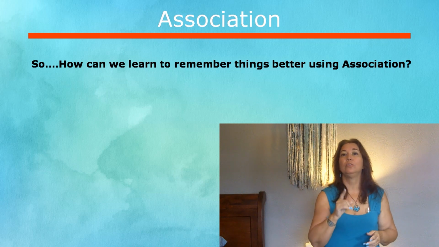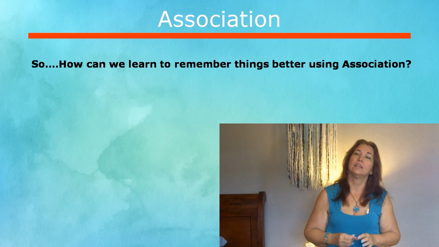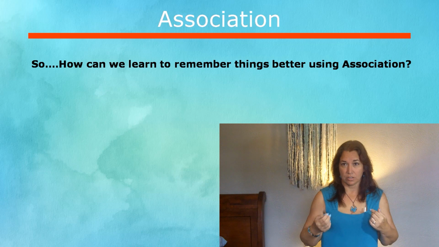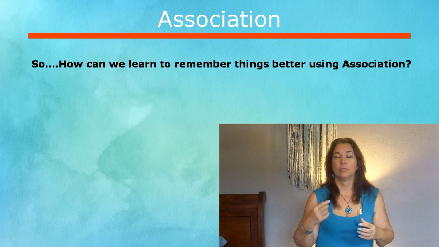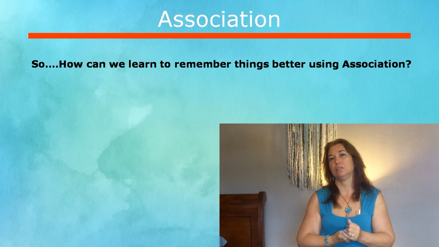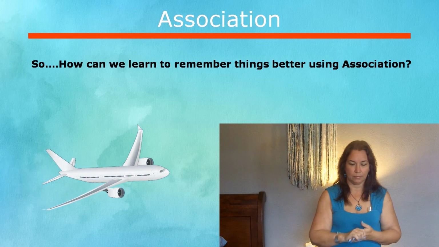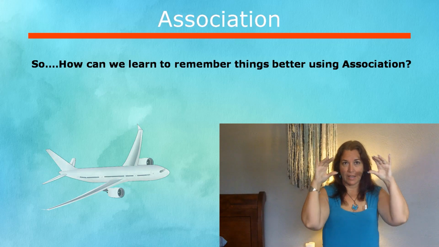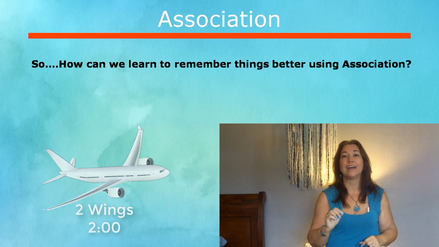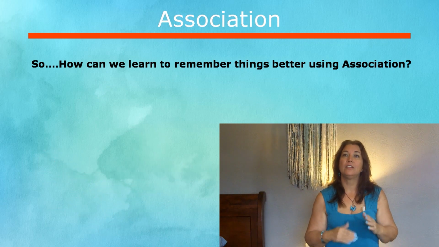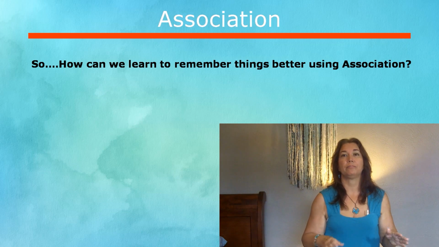So, how can you use association to remember things better? It's really quite easy. If memory works by association, connecting things together, then we can actively work to create an association between 2 bits of information. For example, let's say you have to catch a plane and it leaves at 2. Then just imagine the picture of a plane in your mind, and it has 2 wings. 2 wings, 2 o'clock. That is an association. Now you're 10 times more likely to remember the takeoff time long after it's faded from your short-term memory.